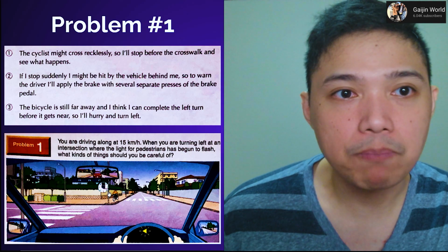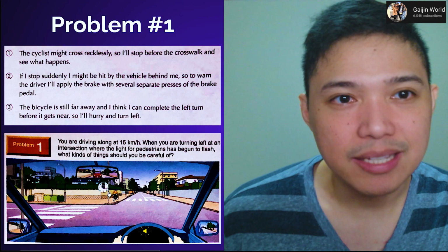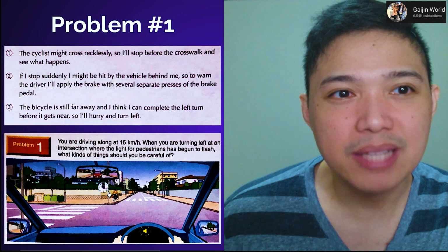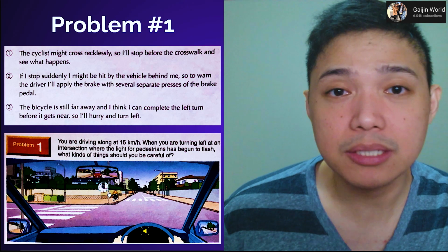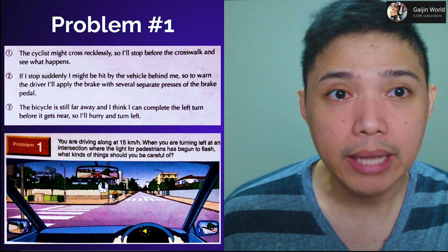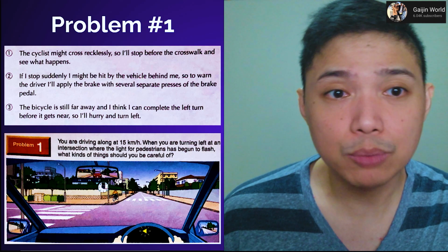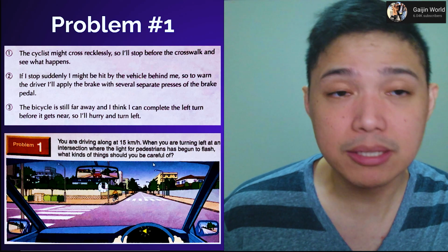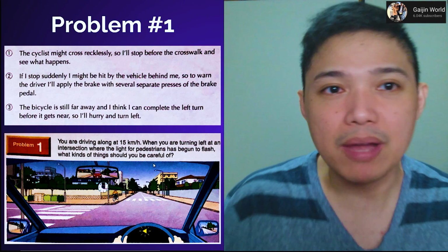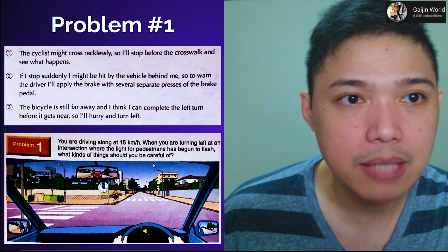For number 1, the cyclist might cross recklessly, so I'll stop before the crosswalk and see what happens. I guess the answer for number 1 is correct. It's true. I need to stop at the crosswalk and see what happens next, what the movement of the bicycle is. It's much safer if I just stop before crossing. So the answer for number 1 is true.